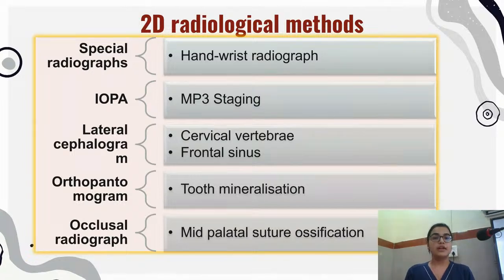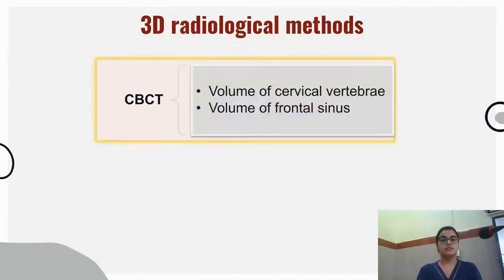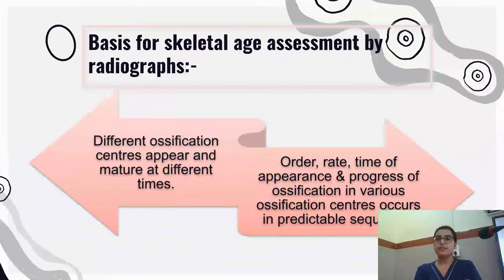The lateral cephalogram can be used to determine skeletal maturity using cervical vertebrae and frontal sinus. OPG can be used to determine skeletal maturity using tooth mineralization stages. The occlusal radiograph is useful for determination of mid-palatal suture ossification stages. There are 3D radiologic methods as well. CBCT can be used to evaluate skeletal maturity based upon the volume of cervical vertebrae and the volume of the frontal sinus.